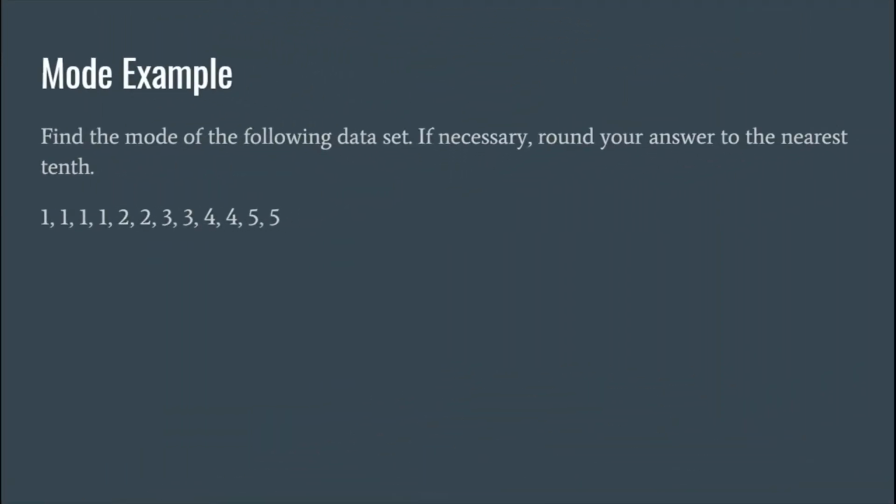So here's your data set, and it helps to have it in numerical order and grouped together, which I've done already for you. So all you gotta do is find the mode. You can see I got 4 1s, 2 2s, 2 3s, 2 4s, and 2 5s. Remember, the mode is the value or values that appear the most. So 1 appears 4 times, while everything else appears twice, which makes 1 the mode for this data set.